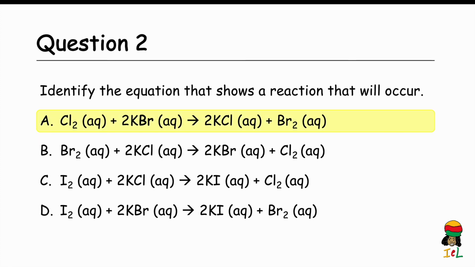The answer is A. Chlorine reacting with potassium bromide to produce potassium chloride and bromine. Note that bromine is less reactive than chlorine, so it cannot displace chlorine from its salt. That makes B incorrect. Iodine is less reactive than chlorine and bromine, hence cannot displace these halogens from their salts, making C and D incorrect responses as well.